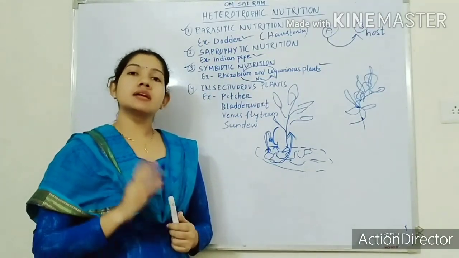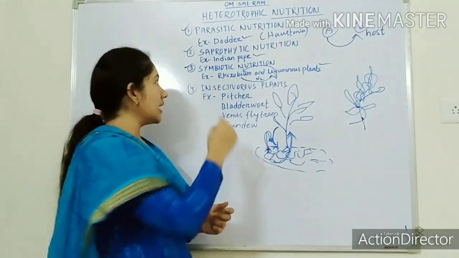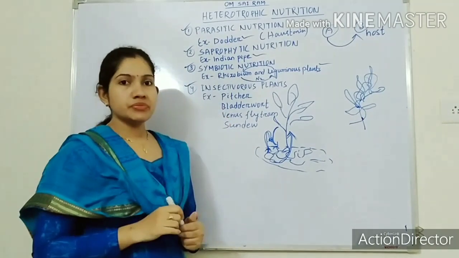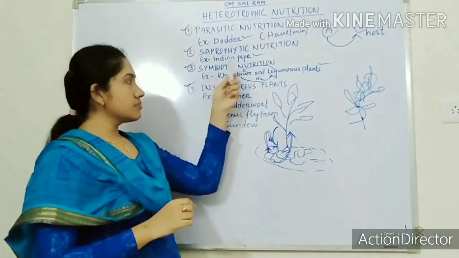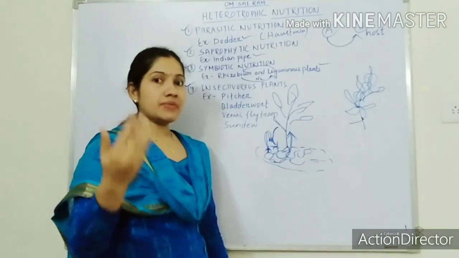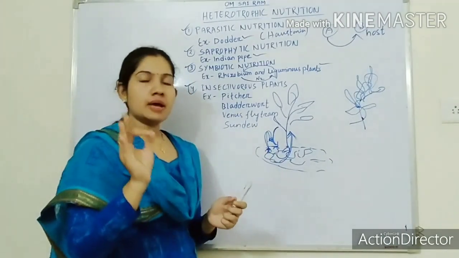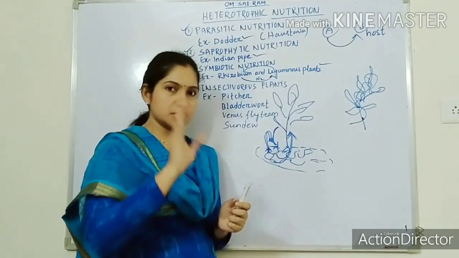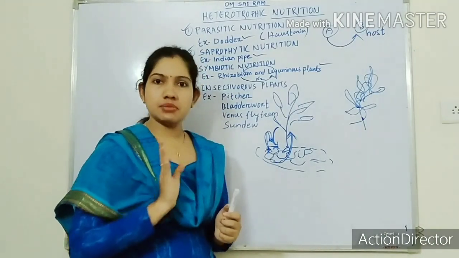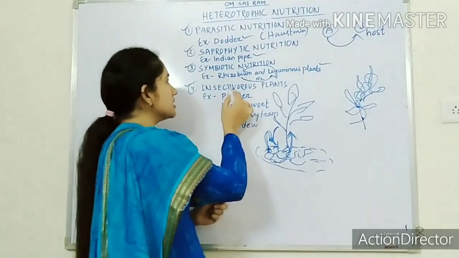Let us discuss the next point, that is, insectivorous plants. For symbiotic nutrition you may also find some more examples and discuss them with me. One more, I am just giving the hint: mycorrhiza. Just find out what mycorrhiza is and tell me. Next, insectivorous plants.